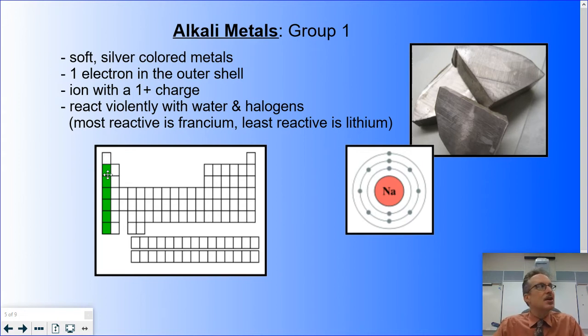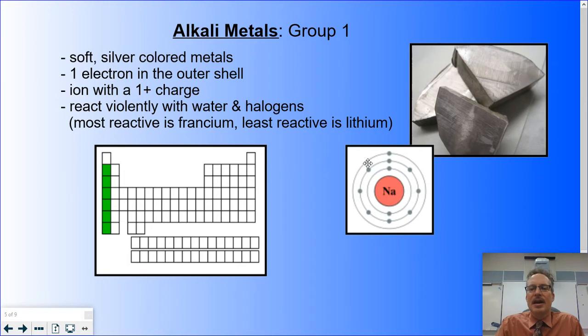So everything in this column, whether it be lithium, sodium, potassium, rubidium, cesium, or francium, they all are soft, silver-colored metals. They have one electron in their outer shell. Their ion has a +1 charge, and all of them react violently with water and halogens. As you go down the column, they also get more reactive. So francium is going to be the most reactive. Lithium is going to be the least reactive.